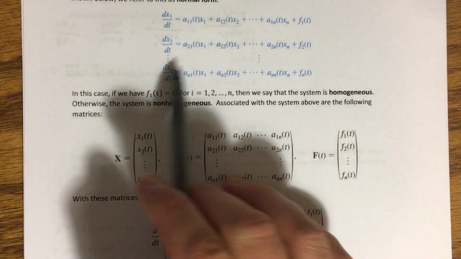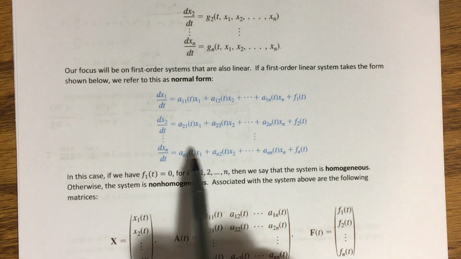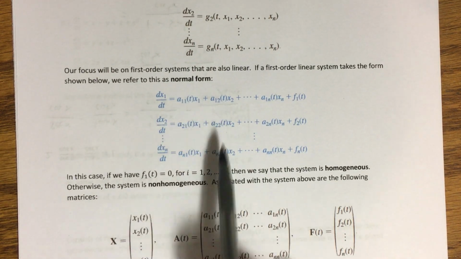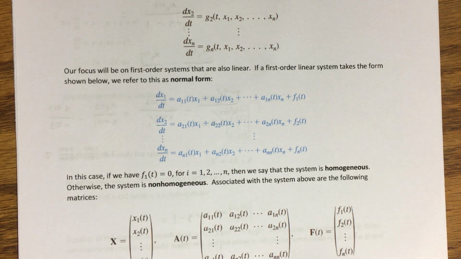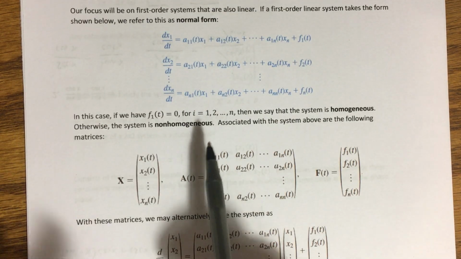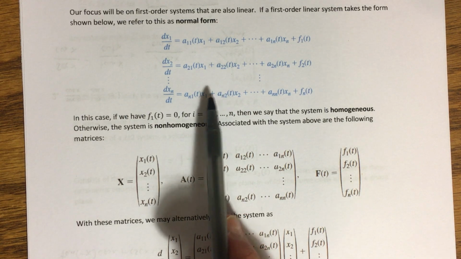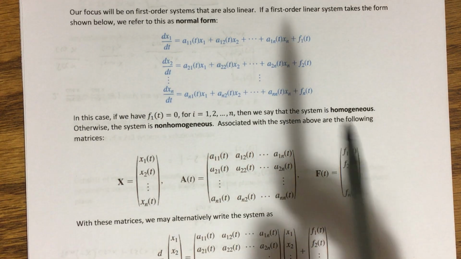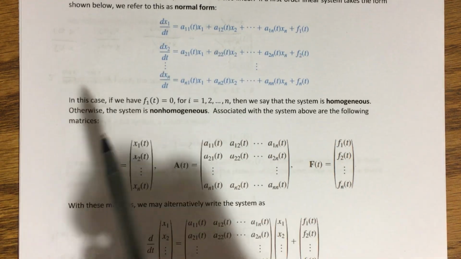Now, like it says here, we're going to be calling a system of equations that's been put into this form normal form. What we want to do is take a system of equations that's been put in normal form and convert it into what we call matrix form, and that's what we're going to develop down here.